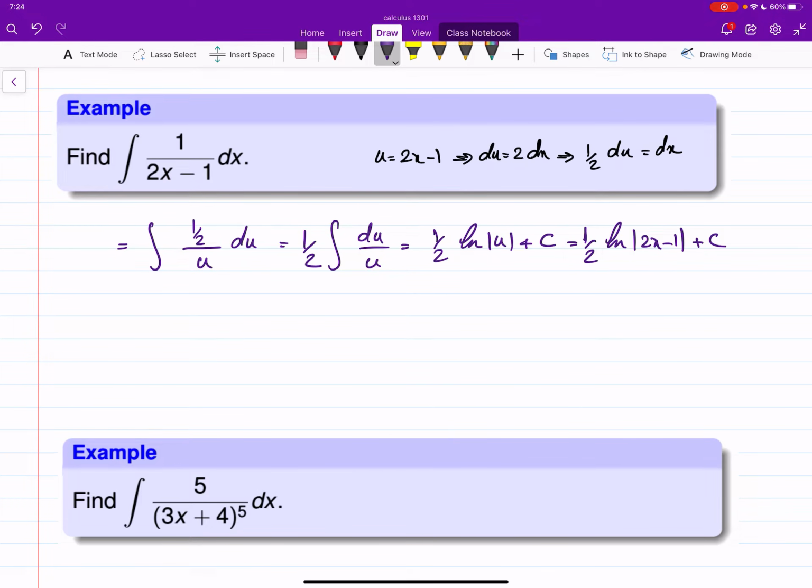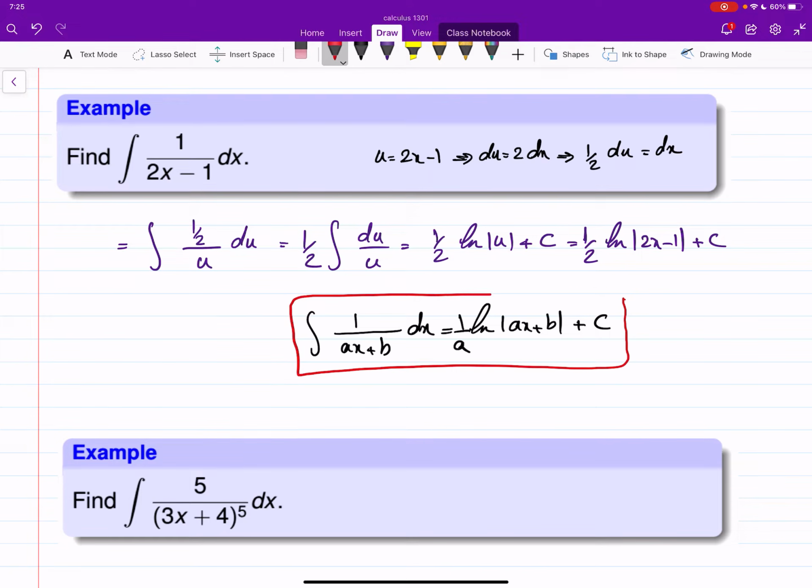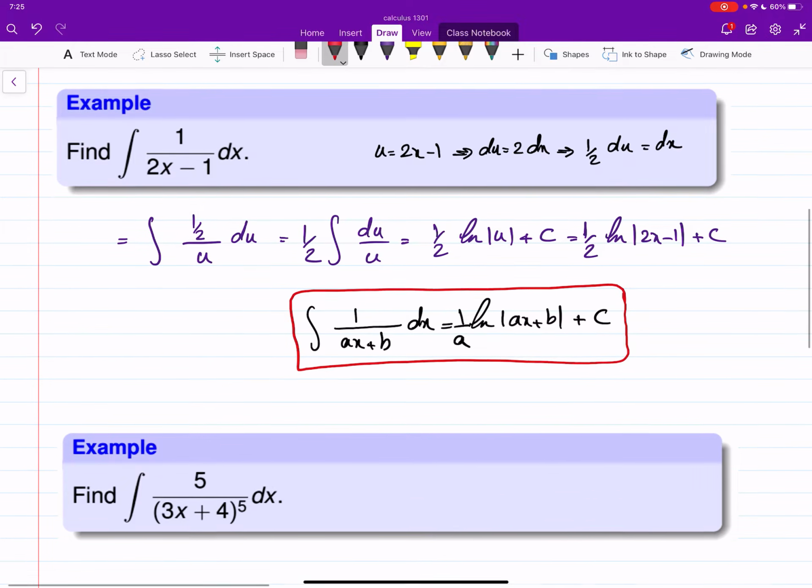Well, indeed, this is so straightforward that I would suggest that you add this integral to your integration table, so that whenever it comes up, you just use the formula and don't need to go over what we did a minute ago. So the integral of 1 over ax plus b dx is 1 over a ln of absolute value ax plus b plus c. Okay, how about the other case?